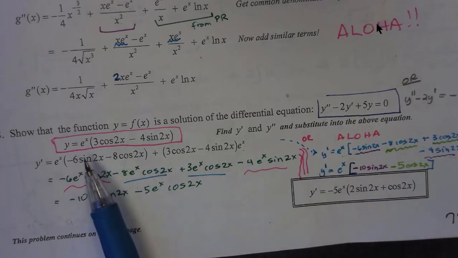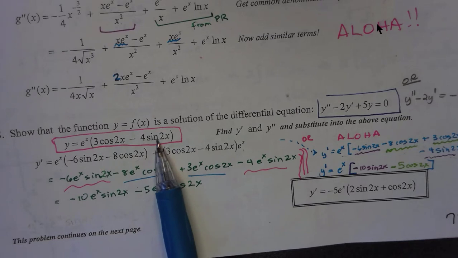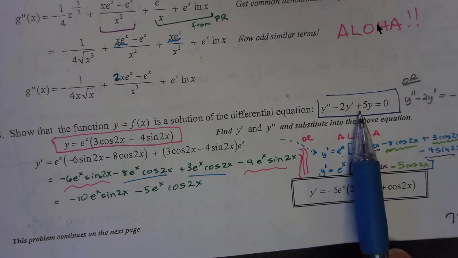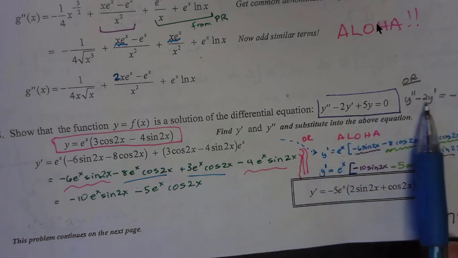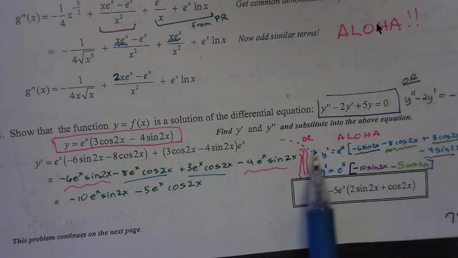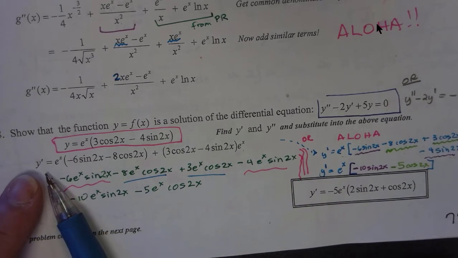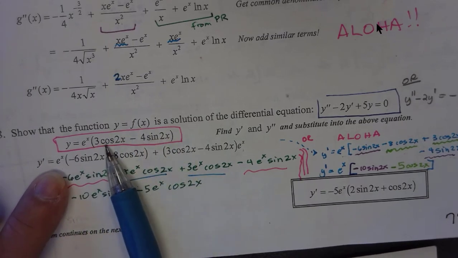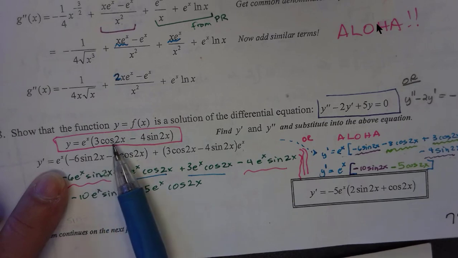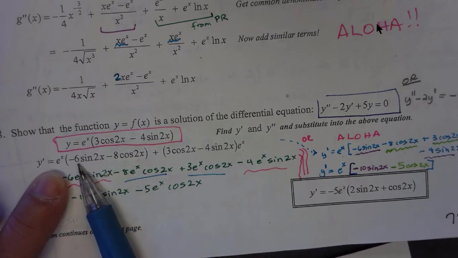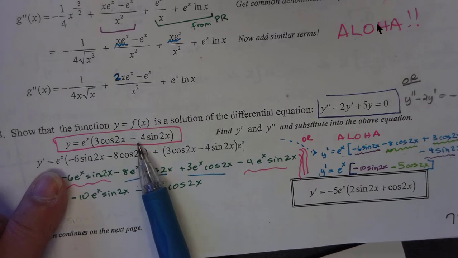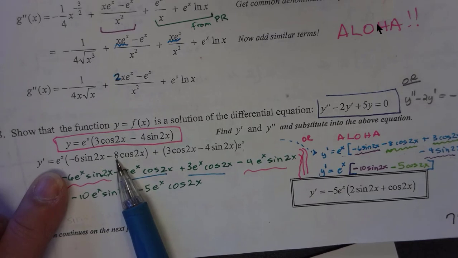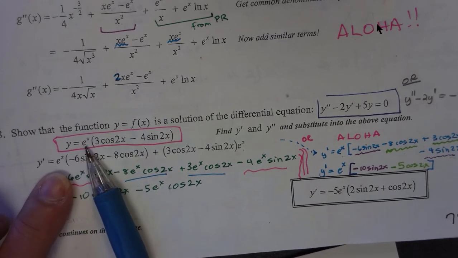We want to show that this function for y will give me that when I take the second derivative, subtract twice the first derivative, and add 5 times the function. Or I could rearrange this like that. Well, there's just a whole lot of work going on here. So y prime is, this is a product. So e to the x times the derivative of this, derivative of cosine is negative sine of 2x times the derivative of 2x times the 3 that's there, minus derivative of this is 4 times cosine 2x times 2, there's your 8. That is just the first times the derivative of the second.